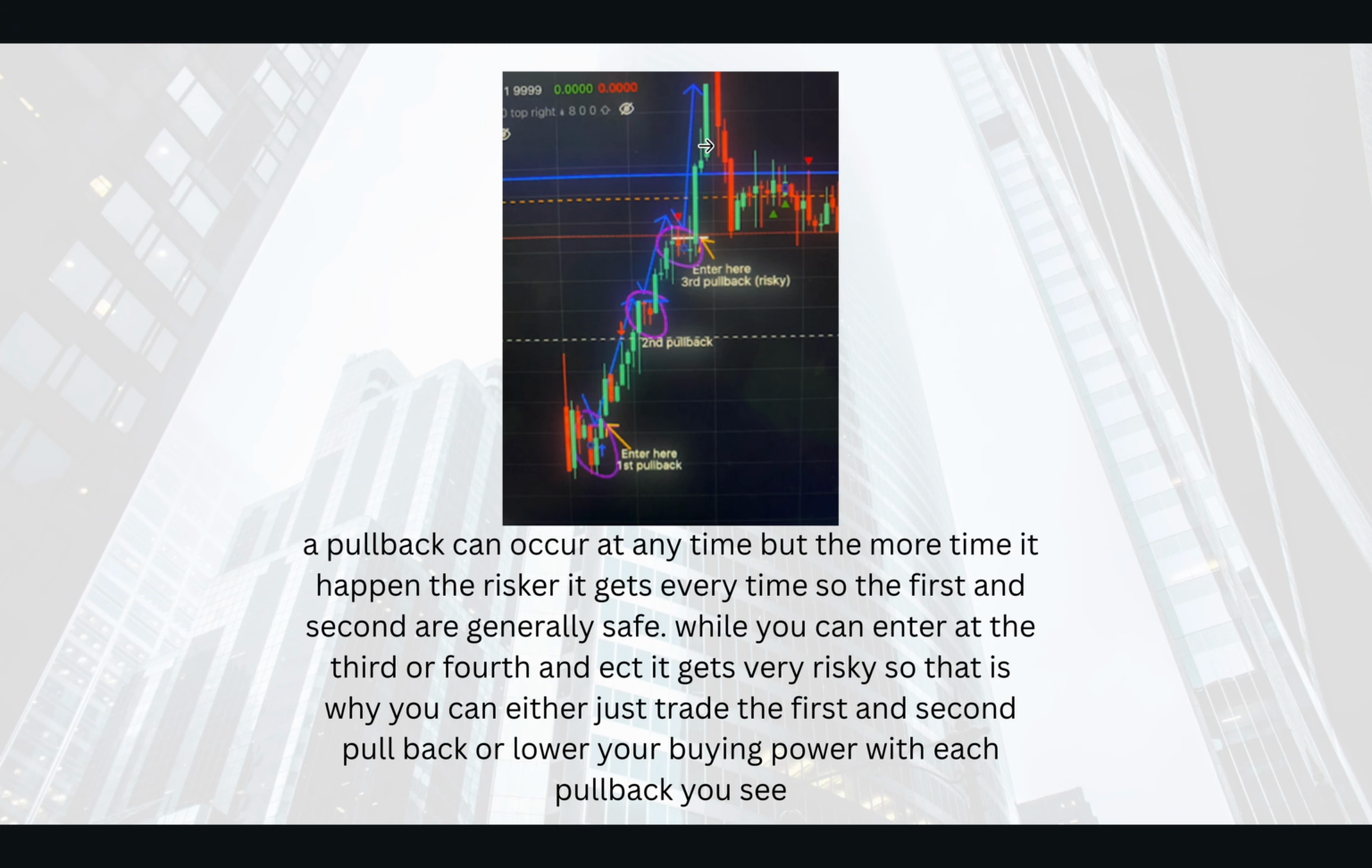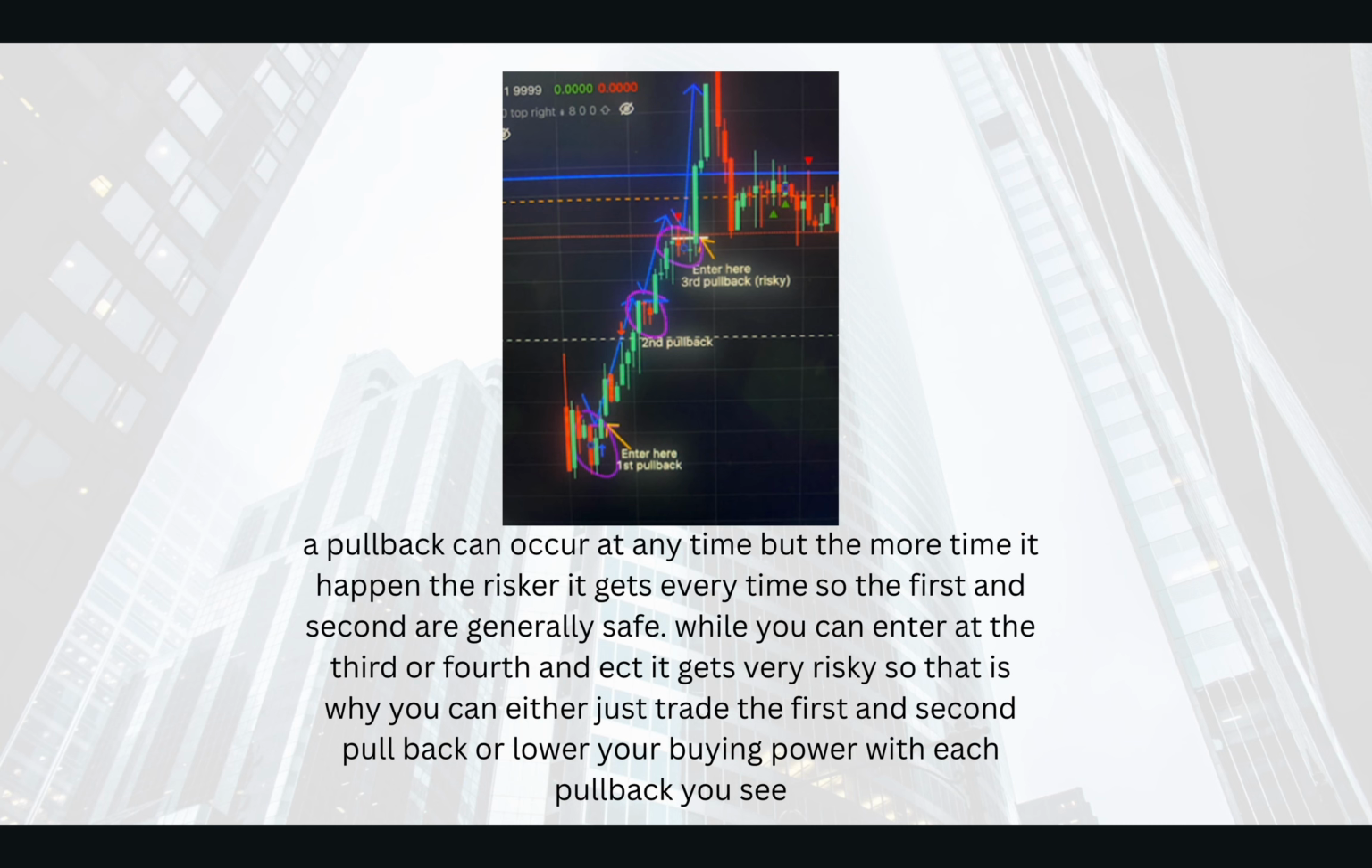But like I said, with every pullback that happens, it gets riskier and riskier, because there are 4 things that can happen in a pullback, and I'm going to get onto that right now. But that is why you generally like to play it safe and do only the first and second. But like I said, if you continue to see more pullbacks, I recommend lowering your buying power.